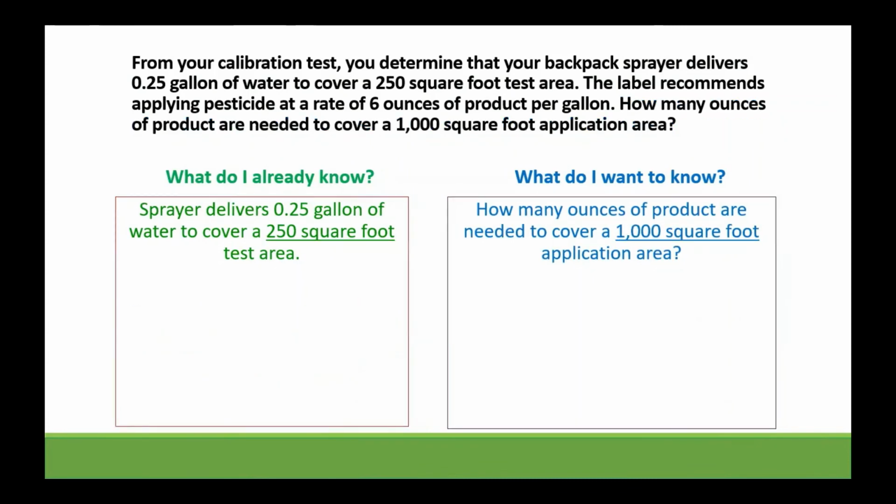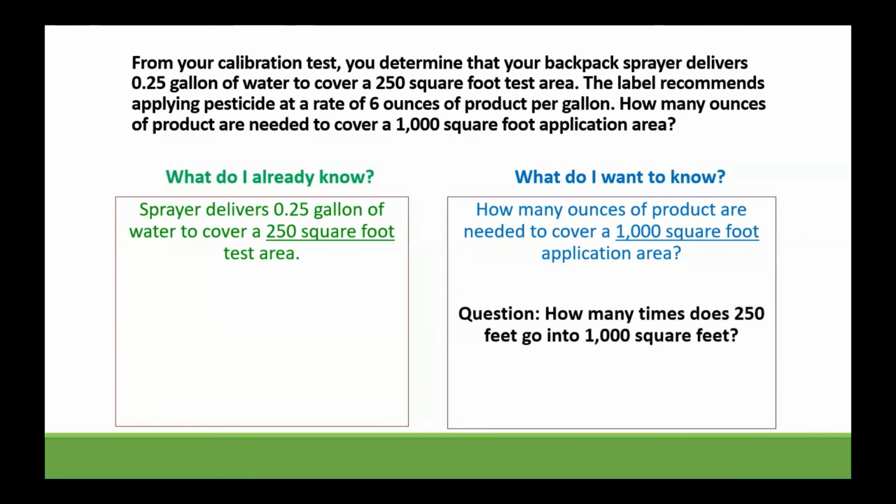Let's compare the size of the area we know to the area we want to treat. We know the amount it takes to cover a 250 square foot area, but we want to cover 1,000 square feet. So how many times does 250 go into 1,000? 4 times.